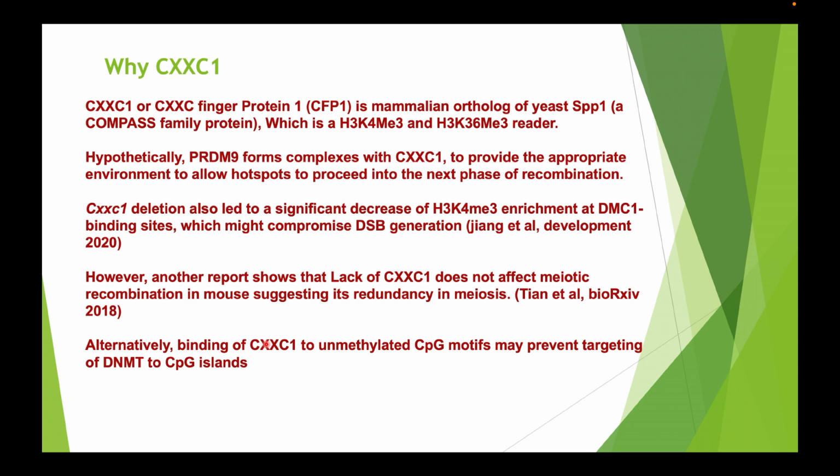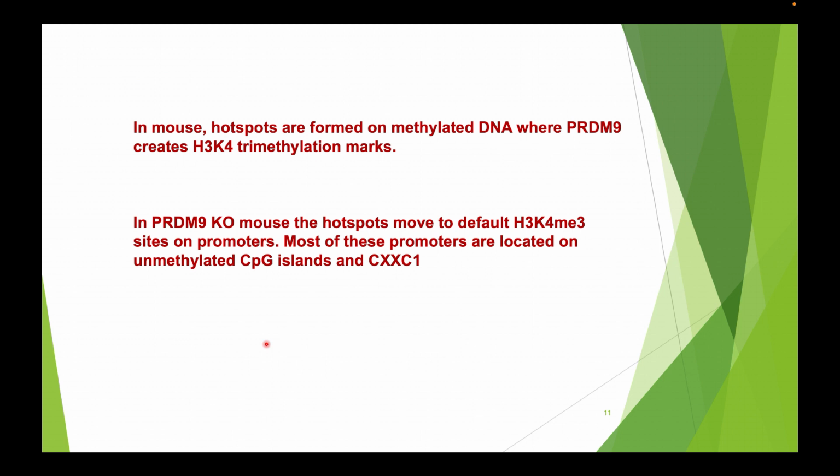However, in some reports they showed that even lack of CXXC1 does not really affect meiosis, suggesting there is some redundancy. And CXXC1 is supposed to bind on unmethylated CpG motifs to prevent targeting of DNMT to CpG islands. So we found that in mouse, hotspots are found on methylated DNA where PRDM9 creates H3K4 trimethylation marks, and in the PRDM9 knockout mouse, the hotspots are deflected towards the default H3K4 trimethylate sites on promoters.